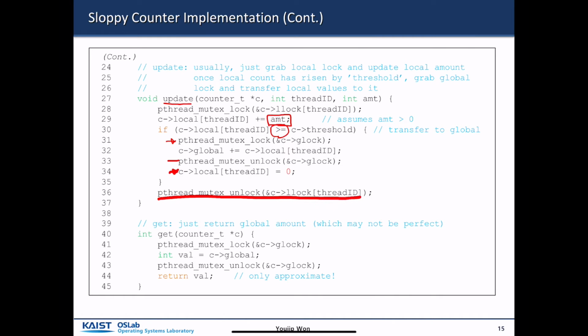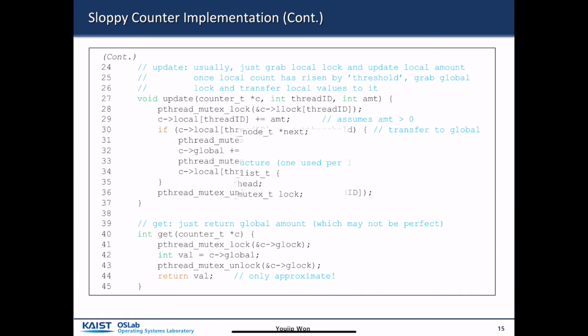So that's update. Okay. Then get the value of the counter is pretty simple. It acquires a lock on the global counter, and then reads the global counter, and then it releases the lock on the global counter. That is how we retrieve the value of the global counter in sloppy counter.